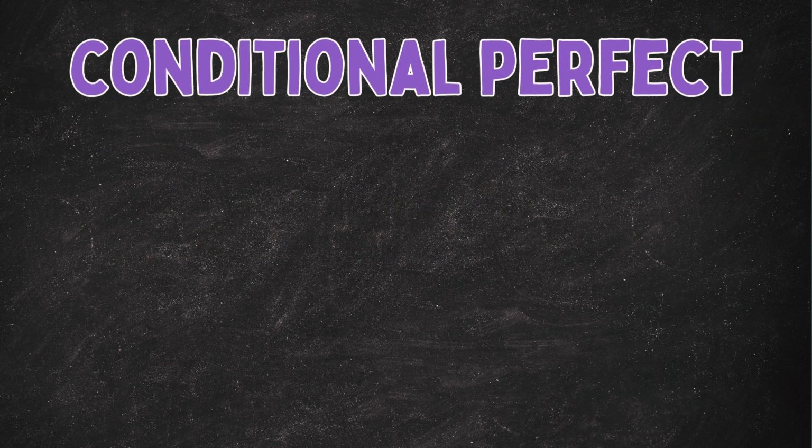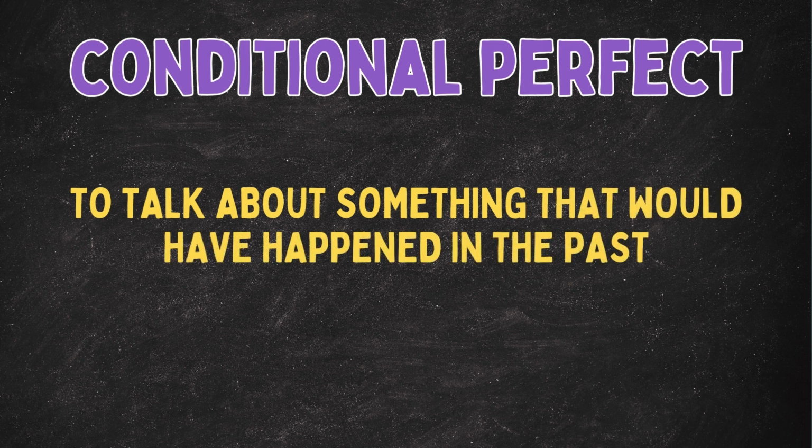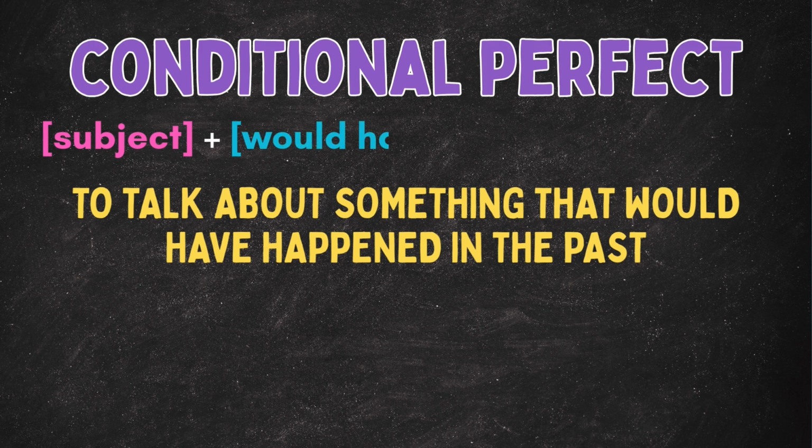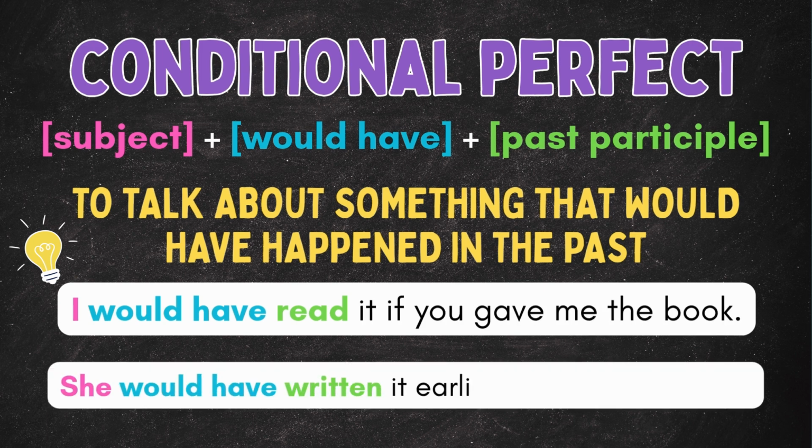Conditional perfect. The conditional perfect is used to talk about something that would have happened in the past. The sentence structure consists of subject plus would have plus past participle. For example, I would have read it if you gave me the book. She would have written it earlier if she remembered.